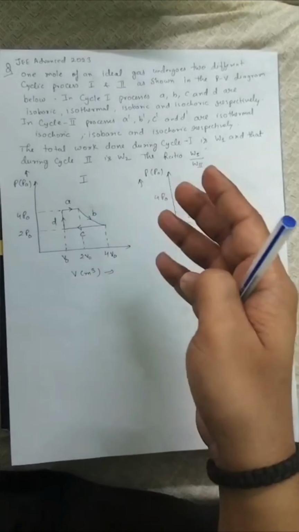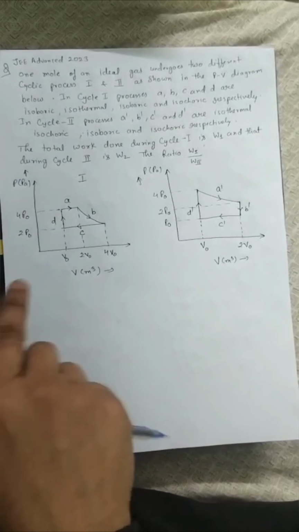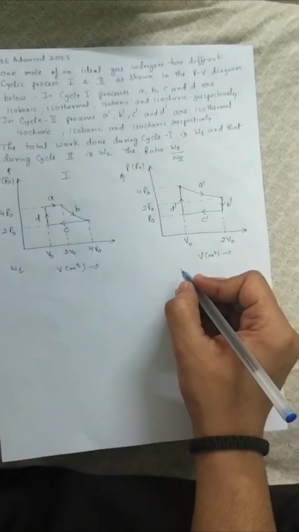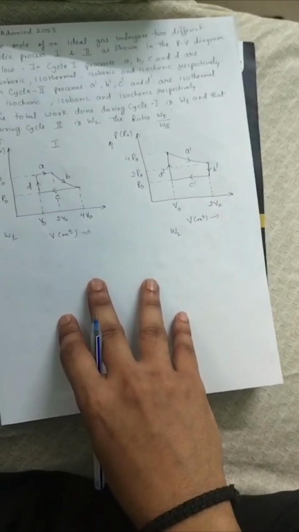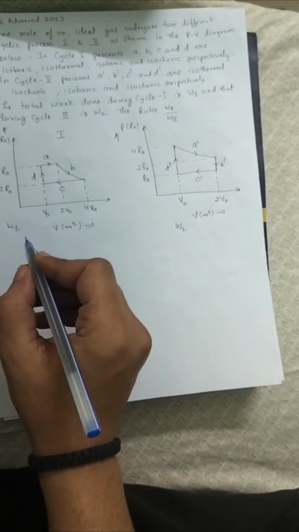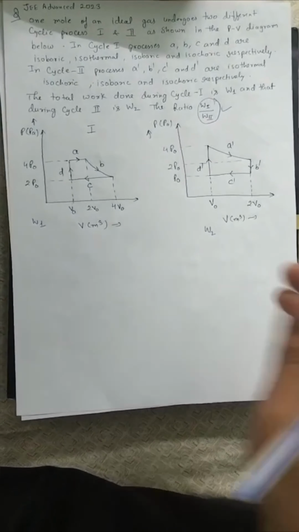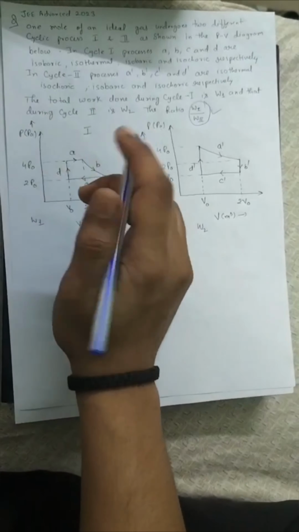So I am explaining the question in a very crisp manner. What is our target? Our target is to find out W1, the work done in cycle 1, and W2 in cycle 2, and finally we are required to evaluate the ratio W1 upon W2. It's very easy. So let's see how.